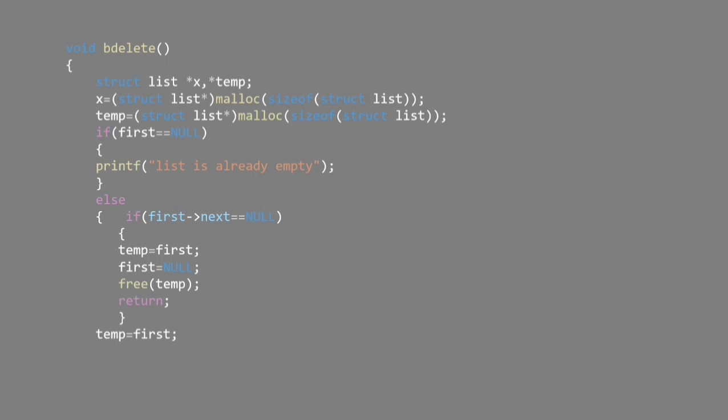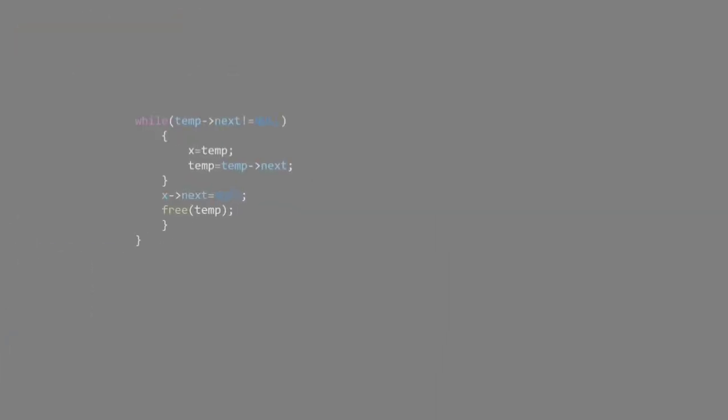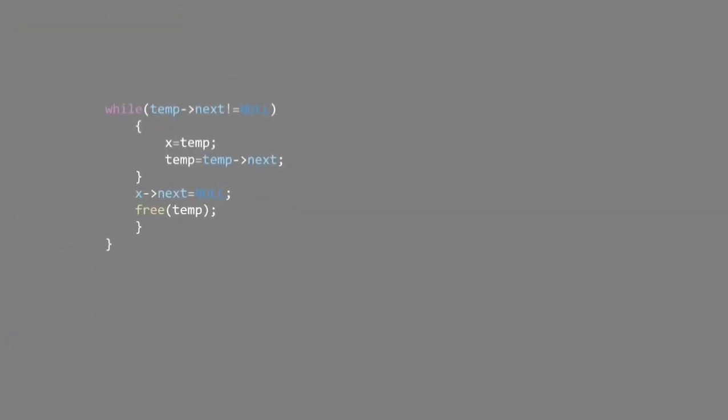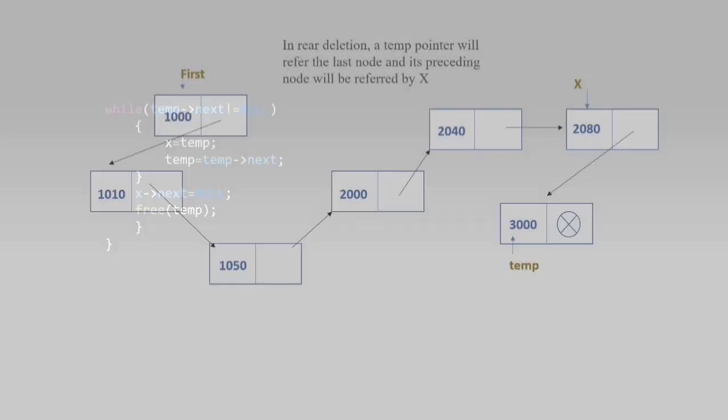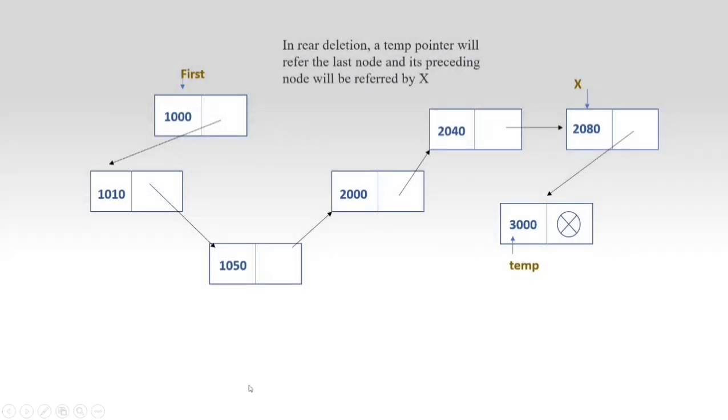Now this temp pointer will be used for traversing to the end of the linked list, like we do in the rear insertion. And this x will be used for traversing to the previous node of the end node. We will understand it visually here. After this execution, the temp will be referring to the final node, and the x will be referring to the previous node of the final node.